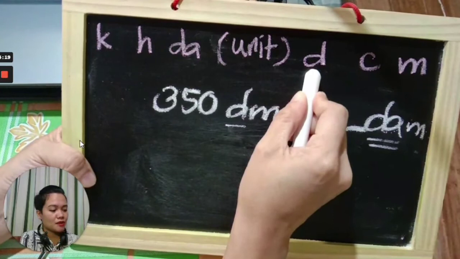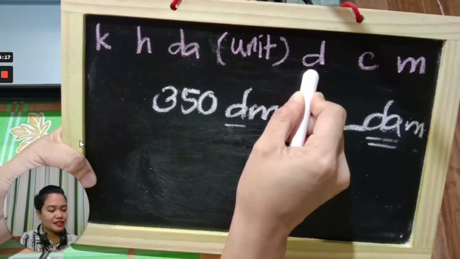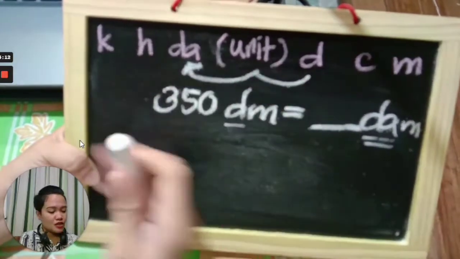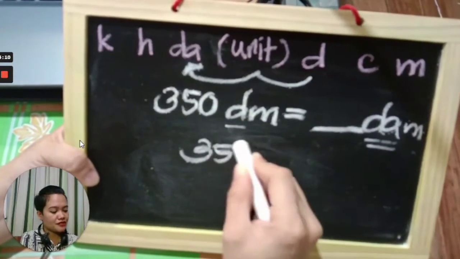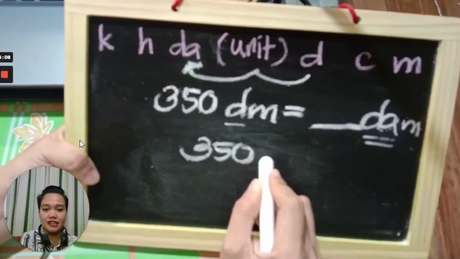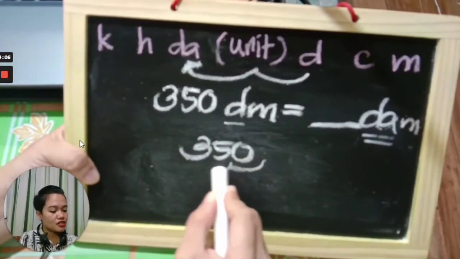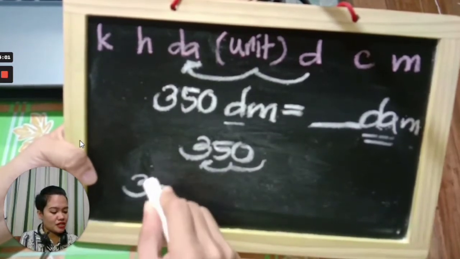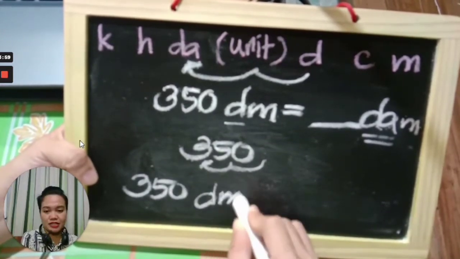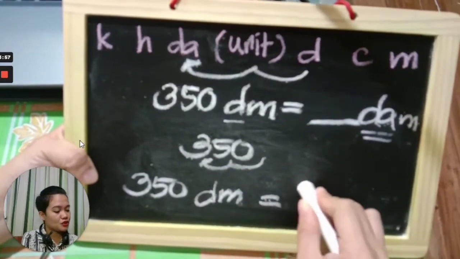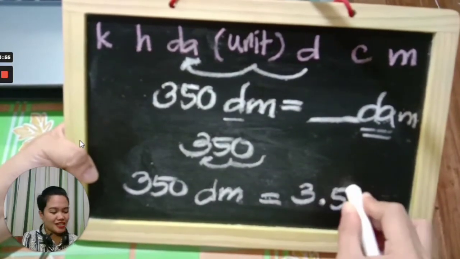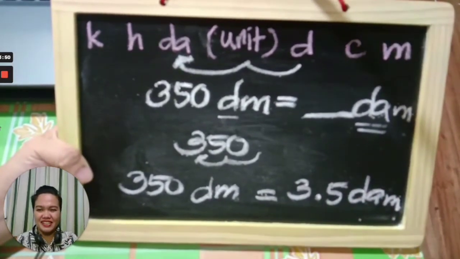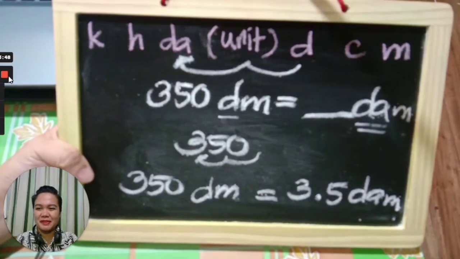So let's move from deci to deca. That's 1, 2. 2 steps to the left, which means if you have 350 and your decimal point is here, the movement is 1, 2 steps to the left, meaning your 350 decimeter is equal to 3.5 decameter. Okay, that's very easy to do, very simple.